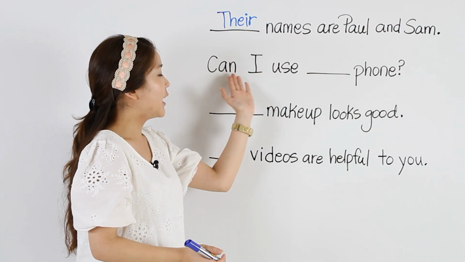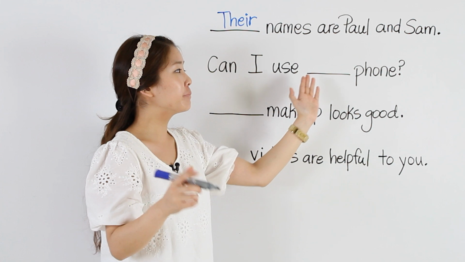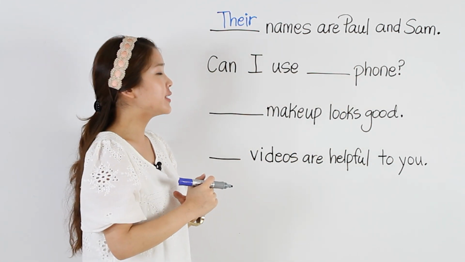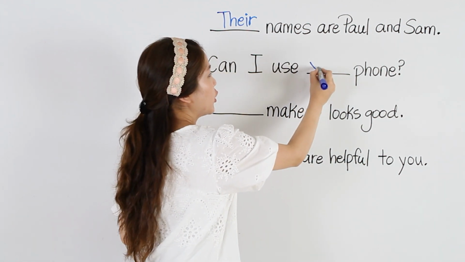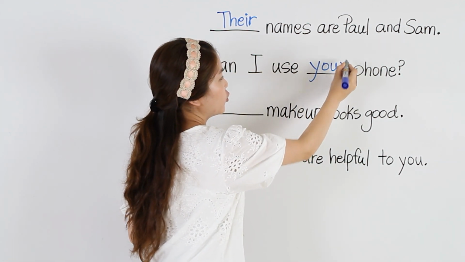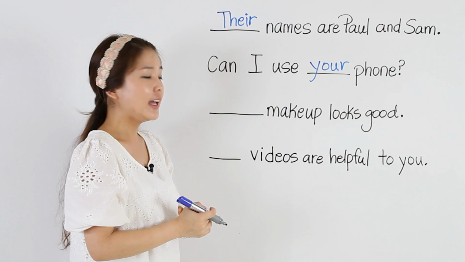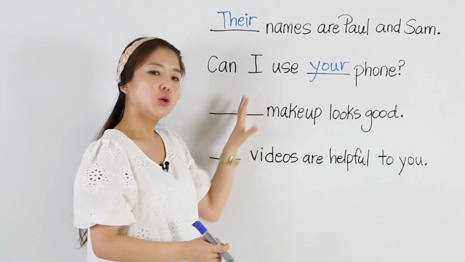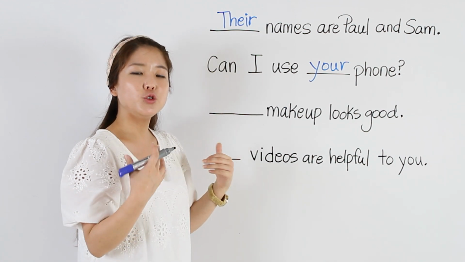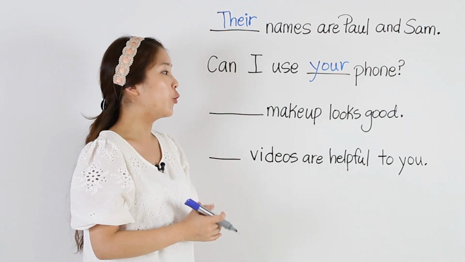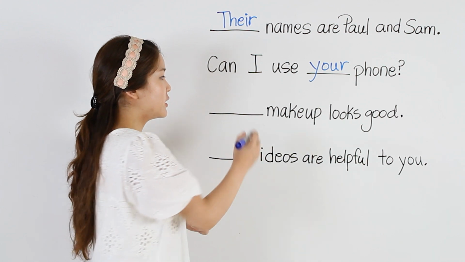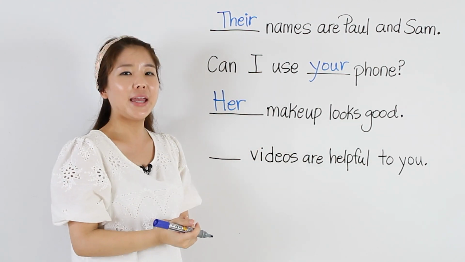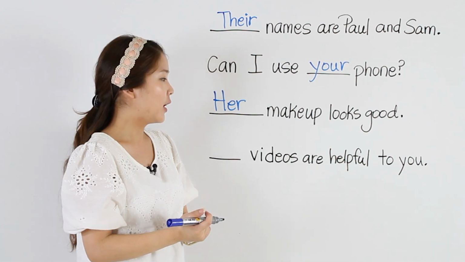Okay, can I use phone? Okay, I'm asking you. So I have to say, can I use your phone? Okay, and the next one, makeup looks good. Whose makeup? Well, usually girls or women wear makeup. So I'm going to say, her makeup looks good.